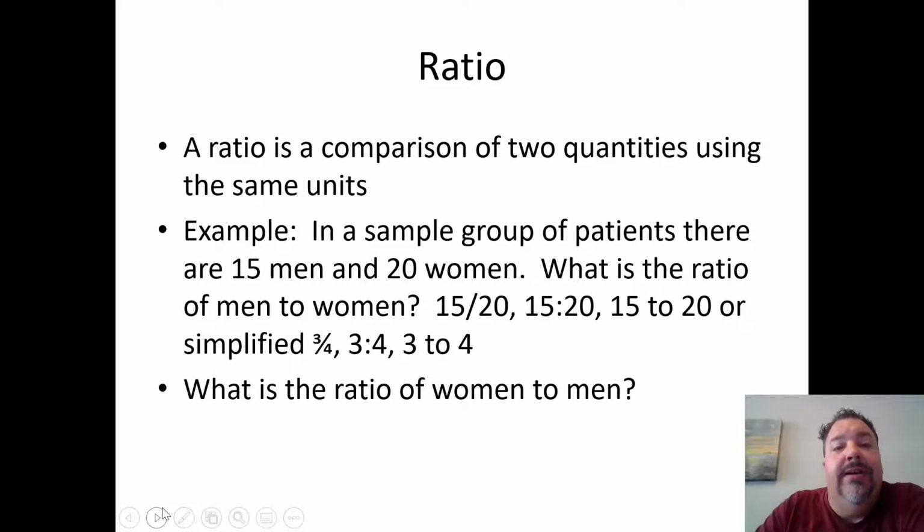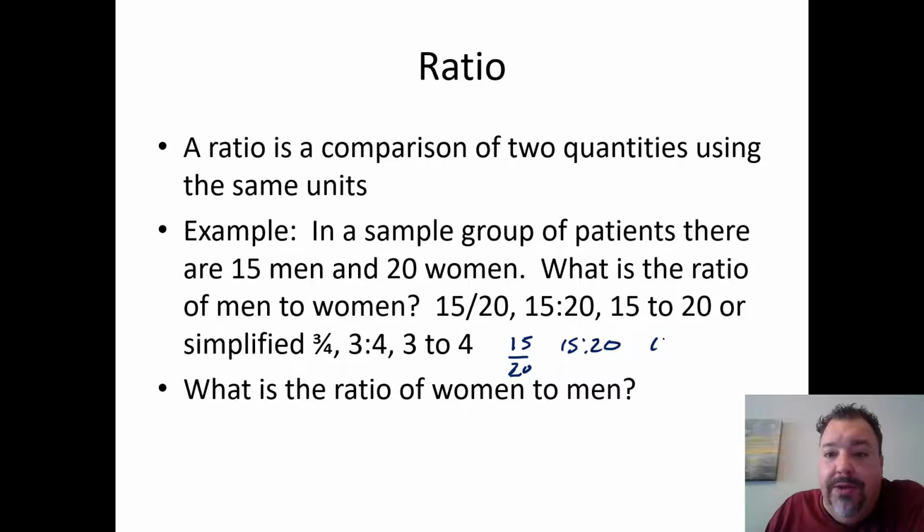The next thing I want to talk about is ratios and proportions. A ratio is a comparison of two quantities using the same units. For example, this says, in a sample group of patients, there are 15 men and 20 women. What is the ratio of men to women? We can write ratios several different ways. We could write them as fractions, 15 over 20. We could write them with a colon, 15:20. Or we could write them with the word "to," 15 to 20.